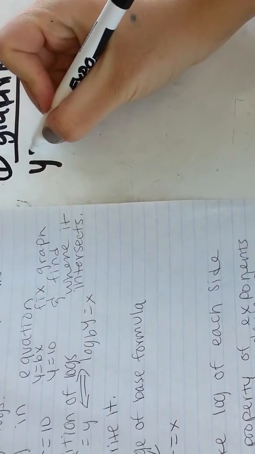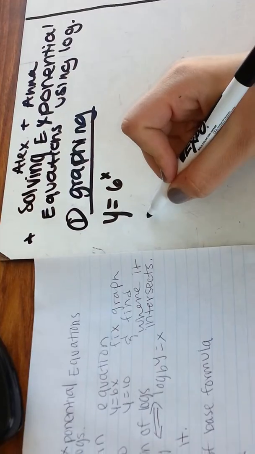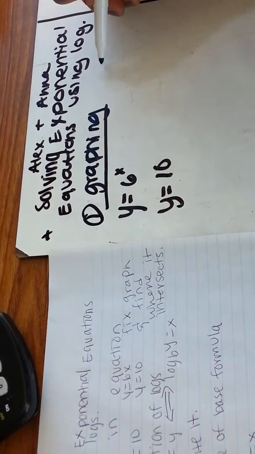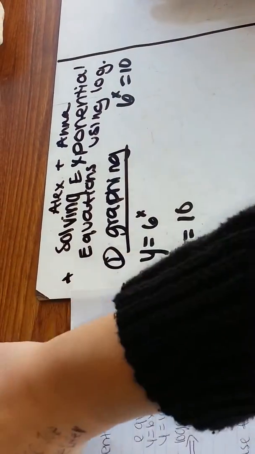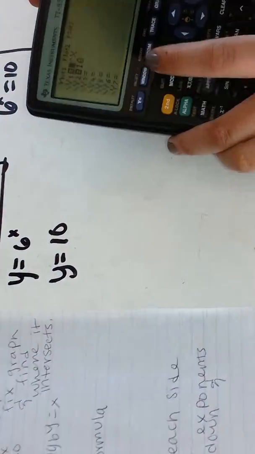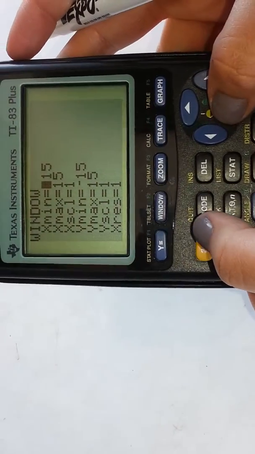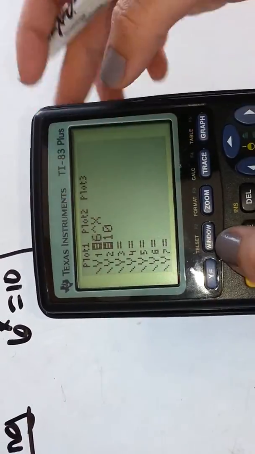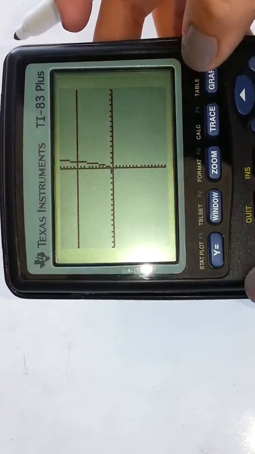On the first screen you do y equals 6 to the x, and then y equals 10, because our equation is 6^x equals 10. When you do that, it will look like this. And you need to make sure your window is a little bit above the second number. So I did 15. And then you would press graph.